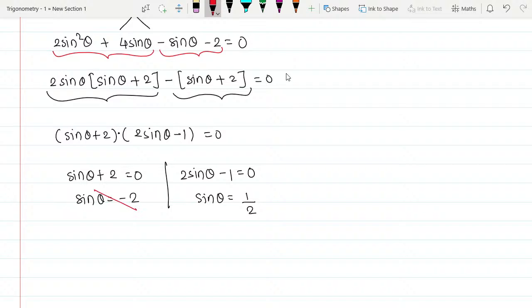So definitely sin theta equals minus 2 is invalid, because the maximum value of sin theta is plus 1 or minus 1. Okay, so I can say that this is the valid one. So if sin theta is equal to 1 by 2, tell me what is the value of theta. So theta is nothing but 30 degrees. So this is the question they are asking us.